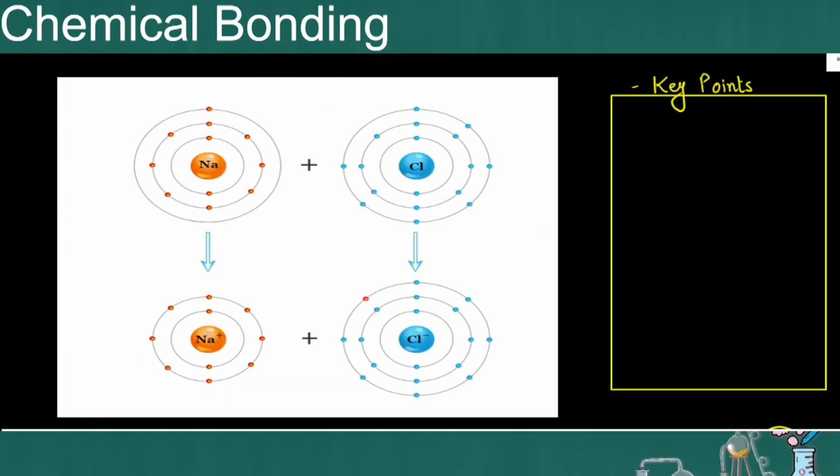Okay, as you can see, sodium has 11 electrons here. In the first shell it has 2 electrons, in the second shell it has 8 electrons, in the third shell it has 1 electron.